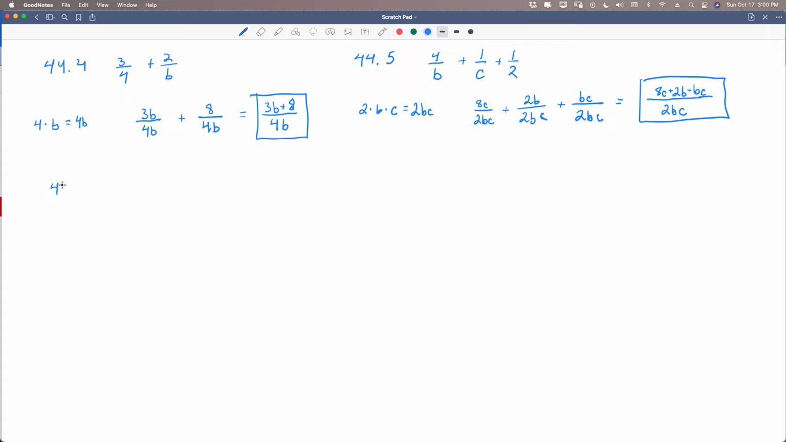We have 44.6. And that one looks like this. All right, I want you to pause the video and work this problem, and then come back and see if you got the same answer or the correct answer. All right, so go ahead and pause and work that one.